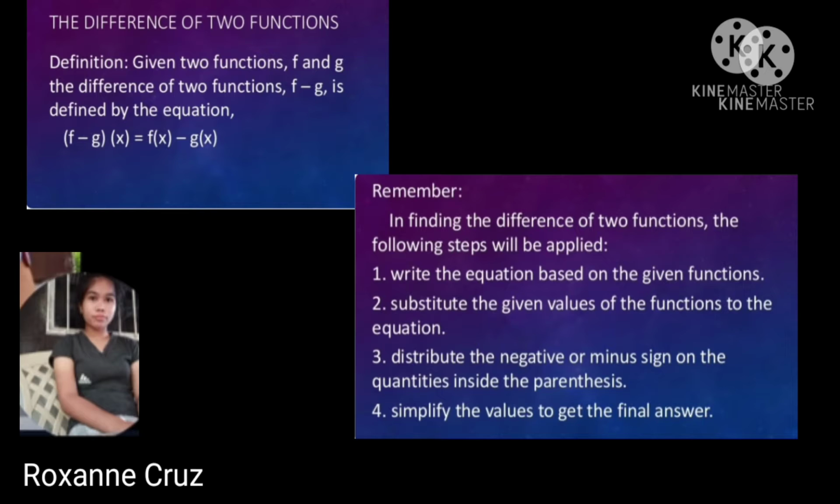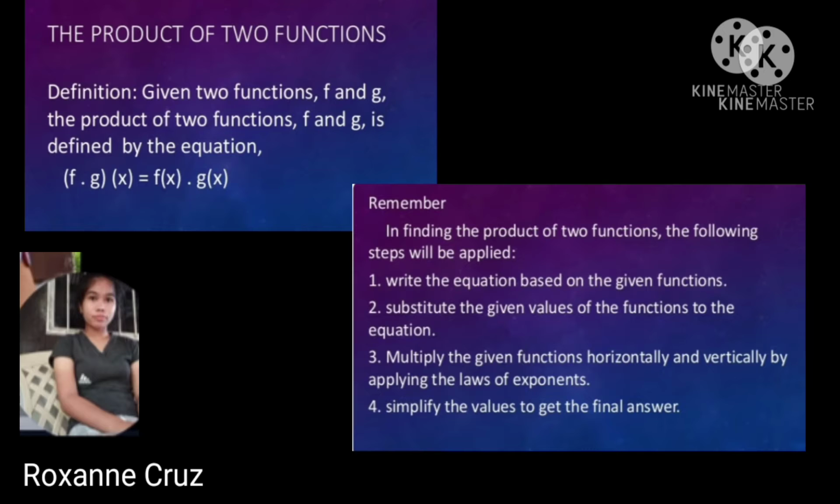Remember, in finding the difference of two functions, the following steps will be applied. Write the equation based on the given functions, substitute the given values of the functions to the equation, distribute the negative or minus sign on the quantities inside the parentheses, and lastly, simplify the values to get the final answer. Next, the product of two functions. Given two functions f and g, the product is defined by the equation (f times g)(x) equals f(x) times g(x).